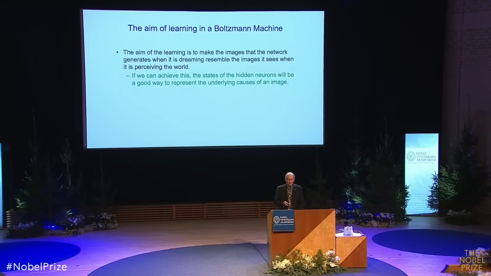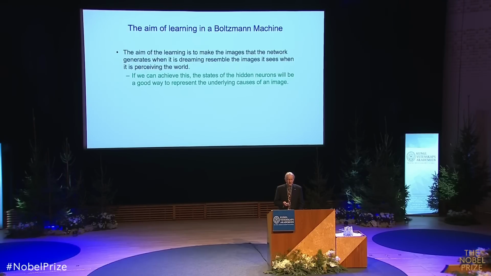So, now what's the aim of learning in a Boltzmann machine? The aim of learning in a Boltzmann machine is to make it so when the network's generating images, think of it as dreaming, it's just randomly imagining things, those images look like the images it perceives when it's doing perception on real images.